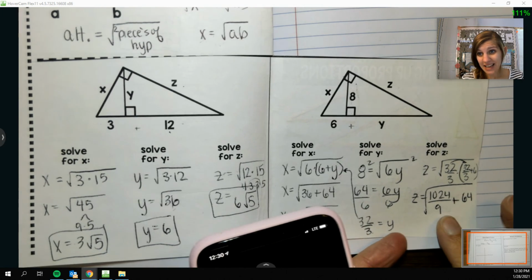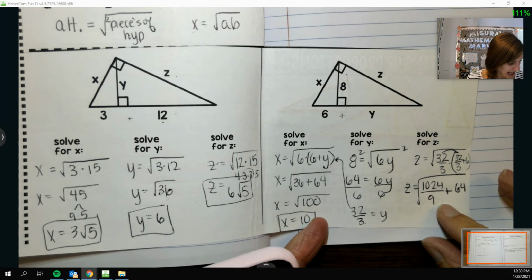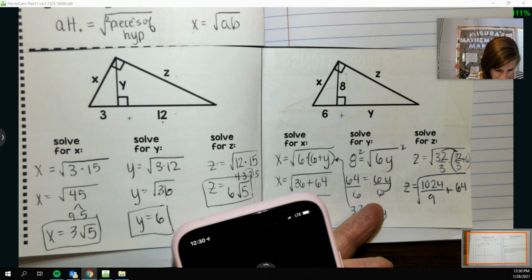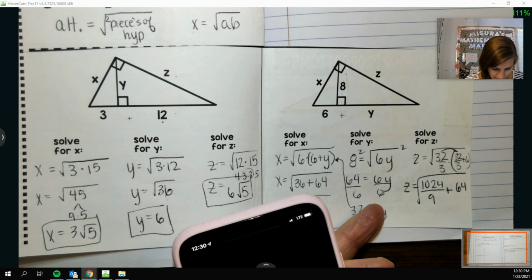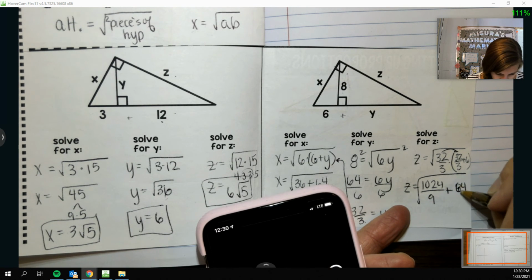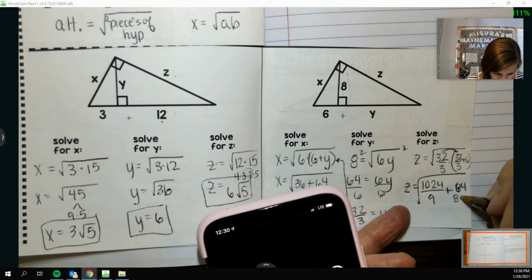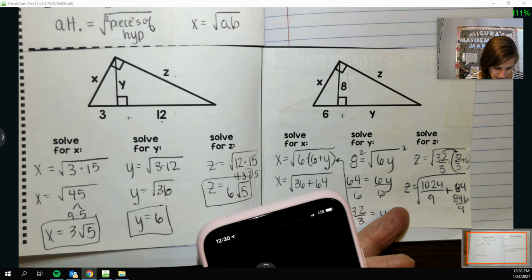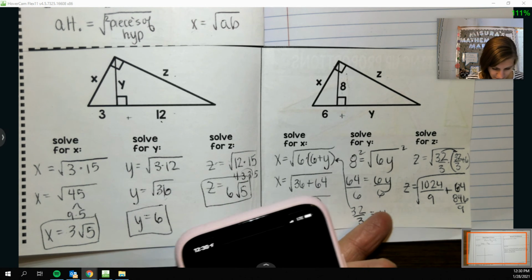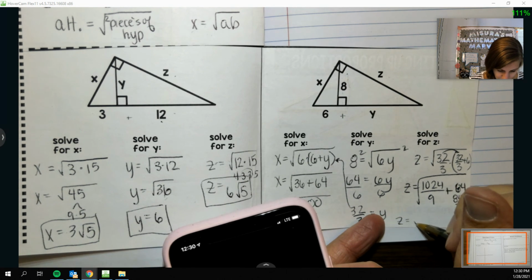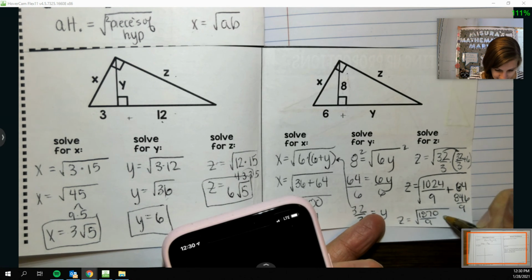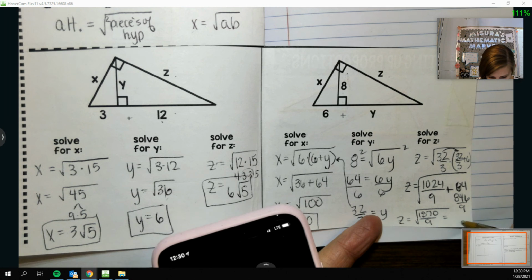Then I gotta add here, oh my word, what a hot mess. So let's do 64 times 9 so that we can add these. If I change this so that it's over 9, it'll be 576 over 9, plus the 1024 over 9. And we get 1870 over 9, which I can square root the 9, and that's 3.